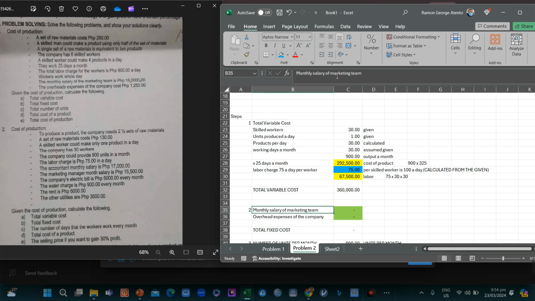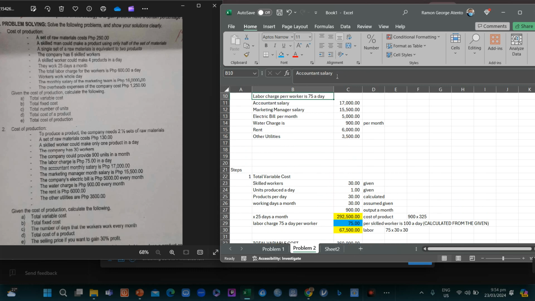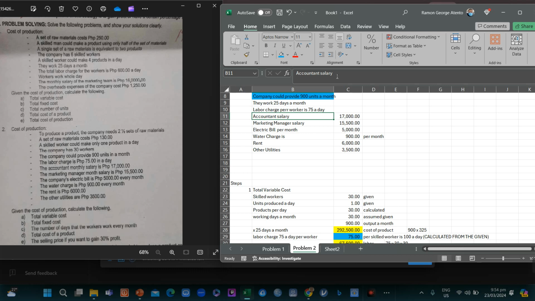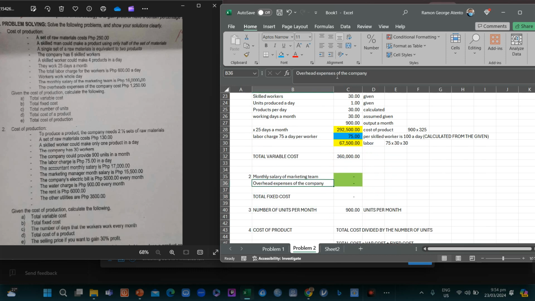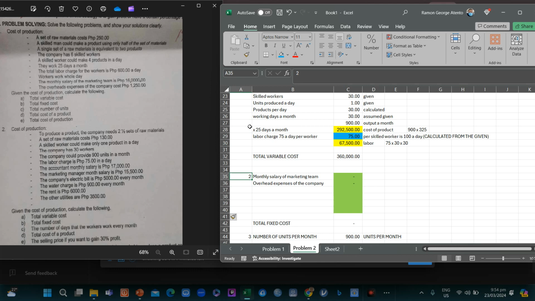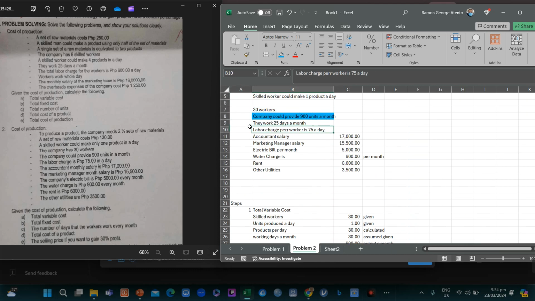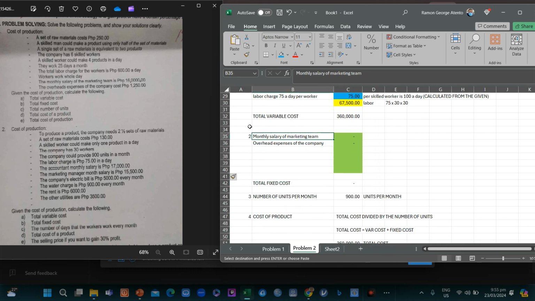Okay, and now we have the fixed cost. The fixed costs are the accountant's salary, marketing manager salary, electric bill, and water charge. All of these are fixed costs. Actually, we have 1, 2, 3, 4, 5, 6, so we should have 6 rows here. Actually, it's not needed if you are assuming this is a continuous thing over here, but in order for you to see it better, I'll just copy it like that.